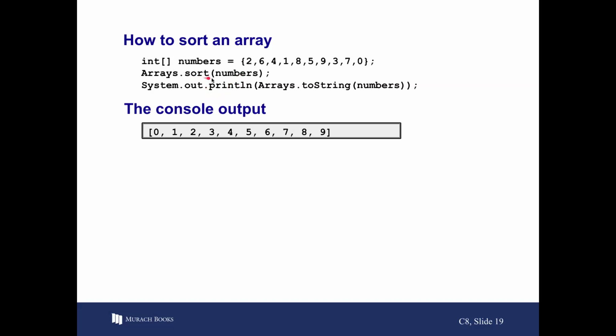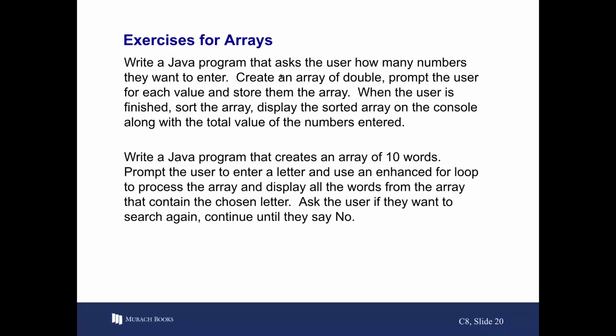Also, keep in mind that once you sort an array, it's sorted and you can't go back to what it was before. So in this case, the array was initialized to 2, 6, 4, 1, 8, etc. Once we sorted it, it now looks like 0, 1, 2, 3, 4, 5. You can never go back to the original order. So if you want to preserve the order of the original elements, do not sort the array. All right, we'll do some exercises in a subsequent video.